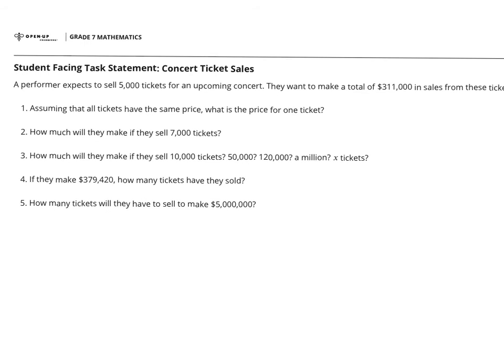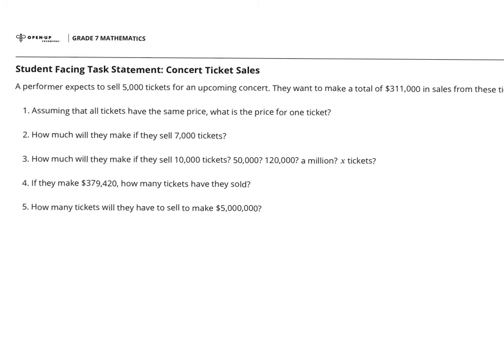All right, here's what we're going to work on. Let's see, concert ticket sales. It says a performer expects to sell 5,000 tickets for an upcoming concert. So I'm going to sketch this out. 5,000 tickets and sales. They want to make a total of $311,000 in ticket sales, and they expect to sell 5,000 tickets. So the question is, assuming all tickets are the same price, what is the price for one ticket?